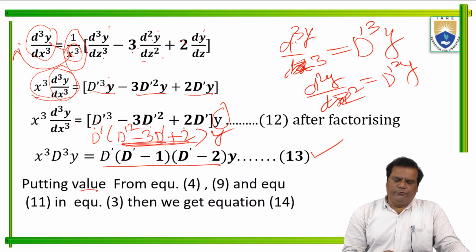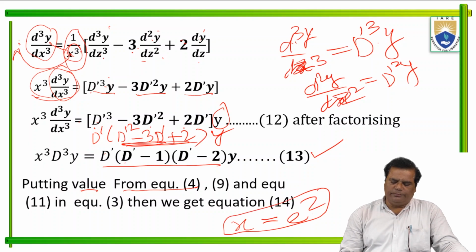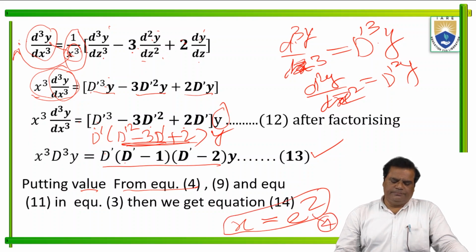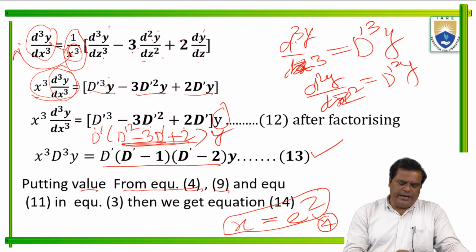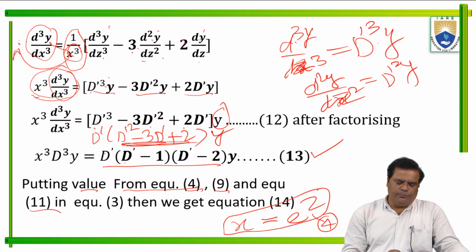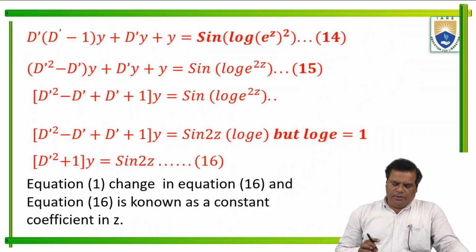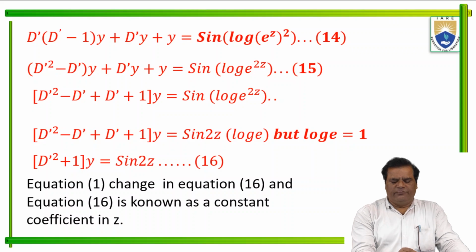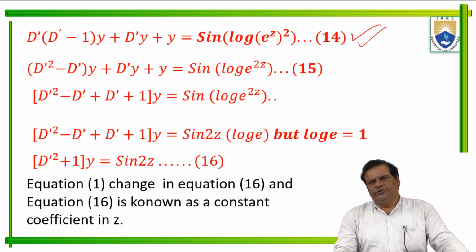Putting the value from equation 4. What is equation 4? Equation 4 is x equal to e to the power z. So from equation 4, equation 9 and equation 11, putting into equation 3, we get equation 14. So our question is converted into equation 14 after putting these values.